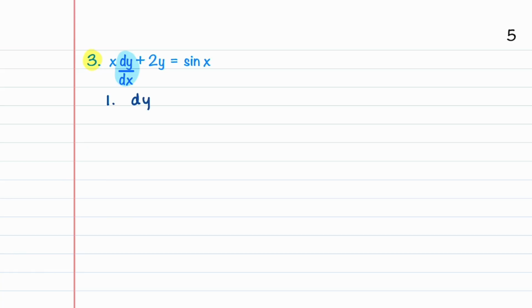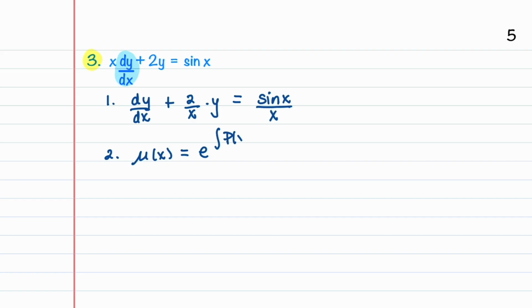This gives us dy/dx plus 2 divided by x times y. And then on our right-hand side, we have sine x divided by x. Now we can go on to the next step, which is to find our integrating factor. That integrating factor is mu of x, and it's e to the integral of p of x dx.